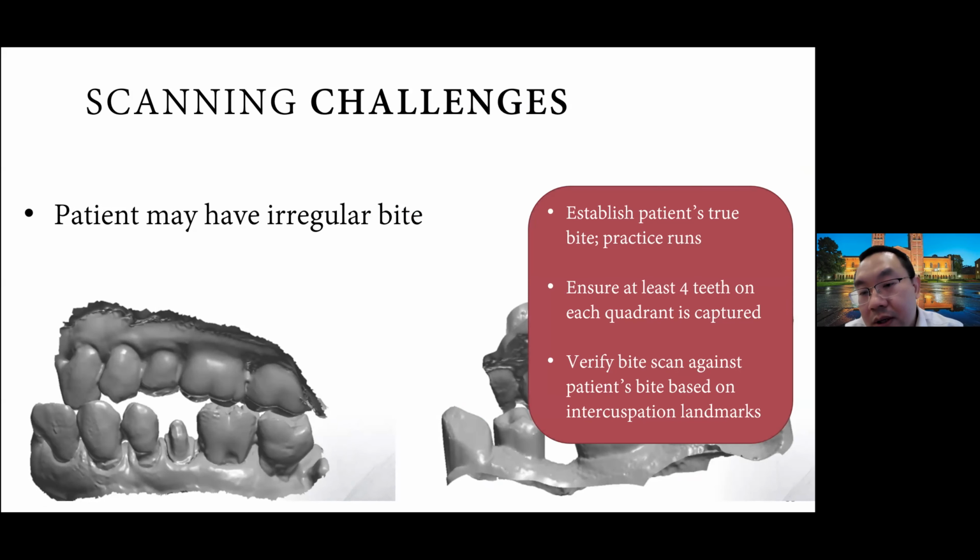So you want to make sure that you establish the patient's true bite. Do a few practice runs with the scanner in and with the scanner out, have them bite down on their back teeth, into their quote-unquote MIP position, their habitual bite position, and reproduce that a few times before you do the actual scanning. Then ensure that you have at least 4 teeth on each side to make sure you have enough information for the lab. Basically, the bite scan is just the buccal contour scan, where it's superimposing the upper and lower arch scans onto that buccal contour. So the more teeth you have, the more accurate it's going to be.